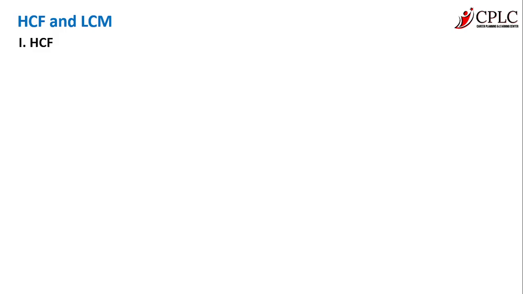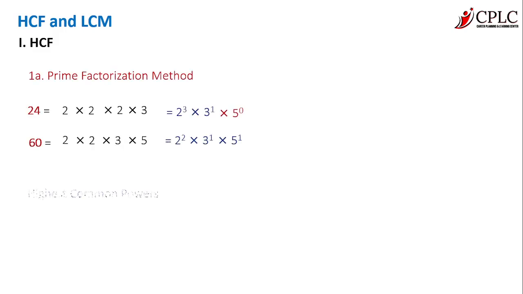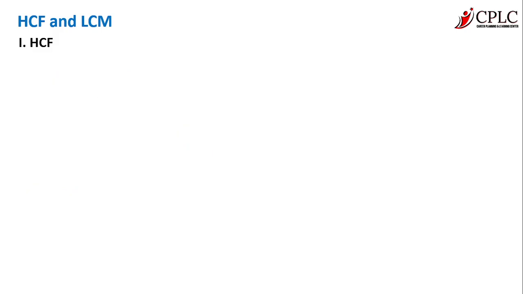Let's talk about the other method, not prime factorization. Prime factorization is kind of similar to factorization, but there is one more method which is called the division method. Now how do we find out HCF using the division method? This part is slightly new for you guys. So let's take an example, 24 and 60, same numbers.